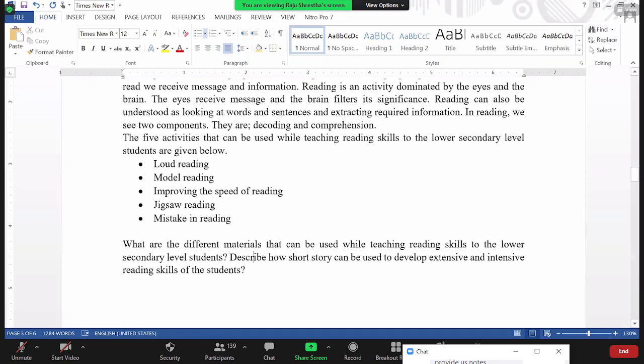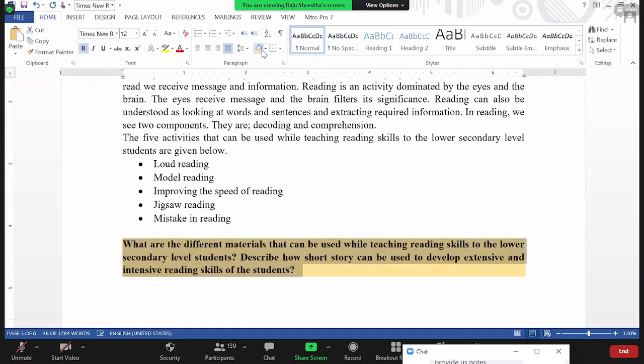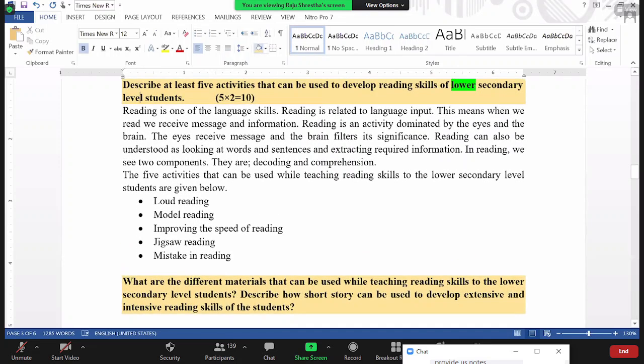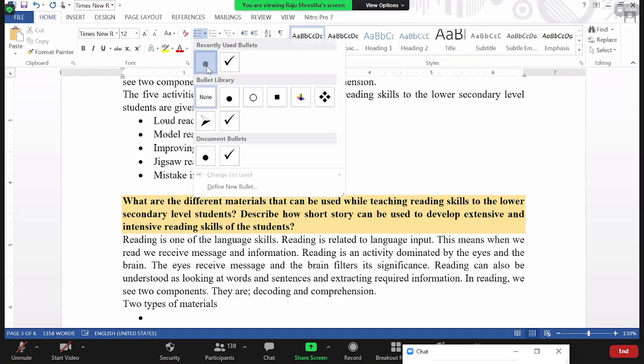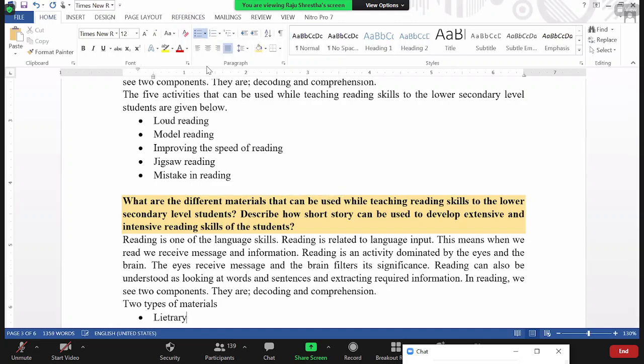Now, this kind of question, we have many materials. Materials meaning what we have to understand is, materials introduction part. Just copy from here, this is the introduction part. There are two types of materials. One is literary text, another is non-literary text.